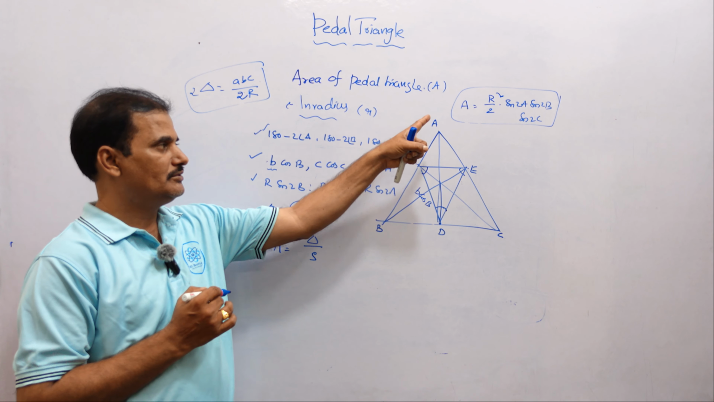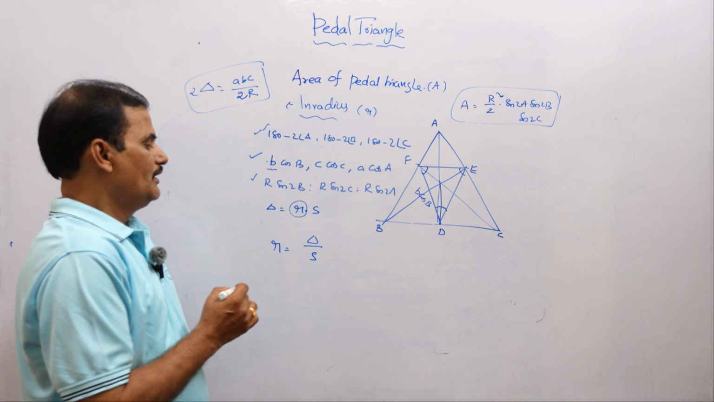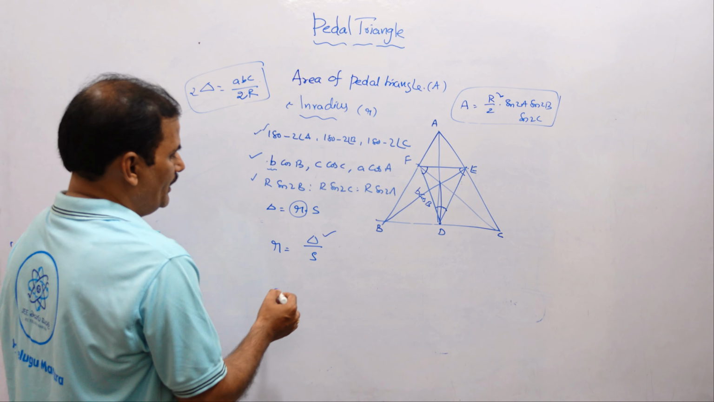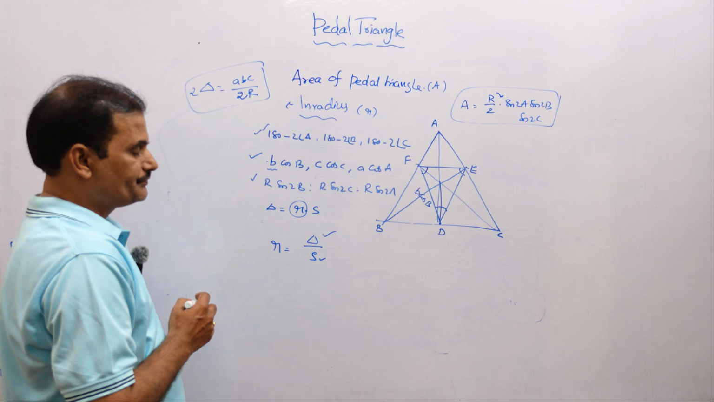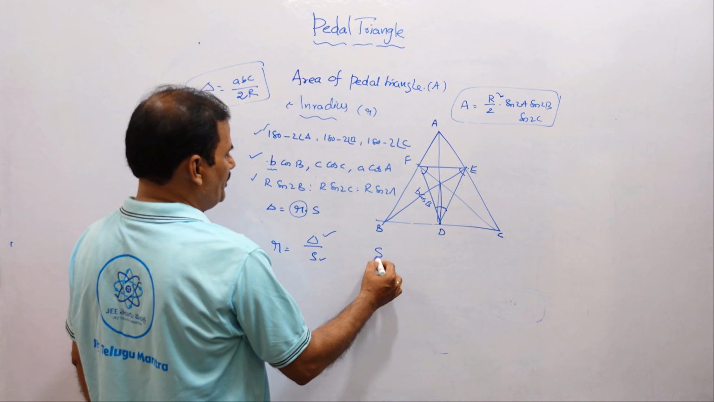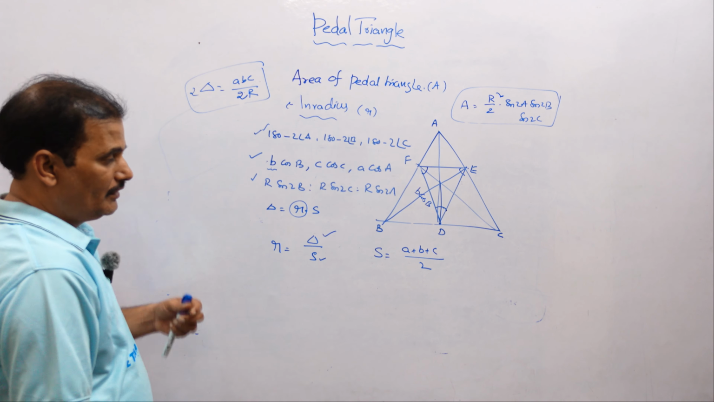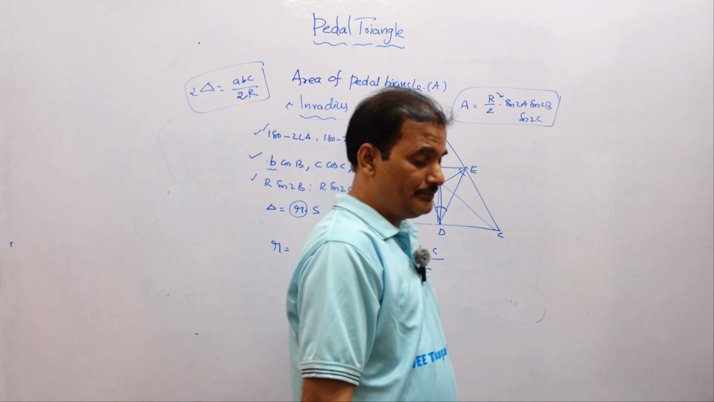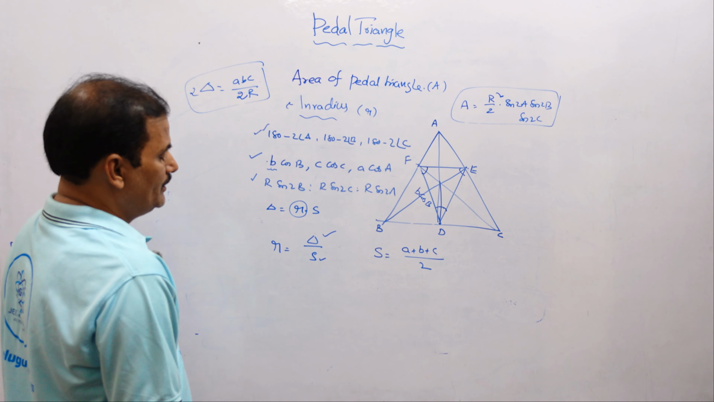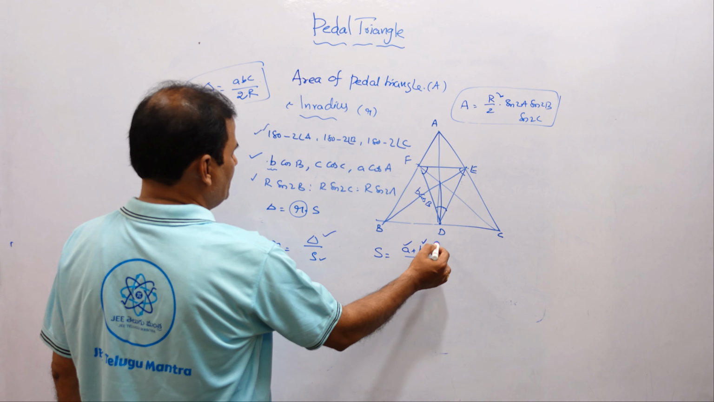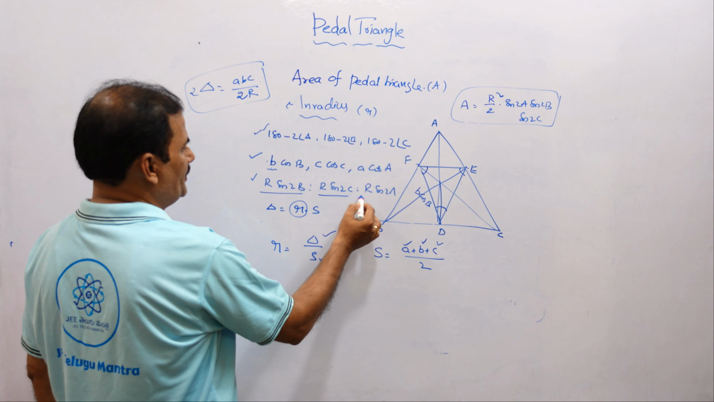We know the delta, R square by 2 into sin 2A, sin 2B, sin 2C, because it is the area of the pedal triangle. But we don't know the s, the semi perimeter. The semi perimeter formula is a plus b plus c by 2. Delta is equal to rs, where s is equal to a plus b plus c by 2. What is a? The side of the pedal triangle, the side of another pedal triangle, the side of the third pedal triangle. We just write in place of them R sin 2A, R sin 2B and R sin 2C.